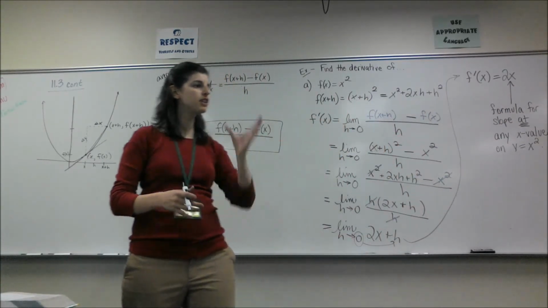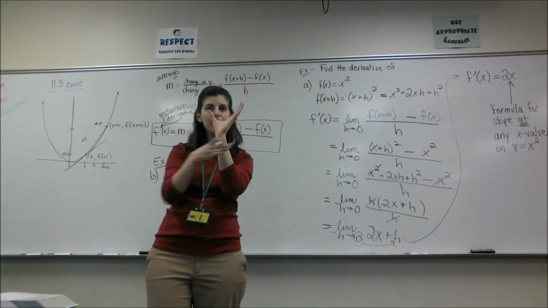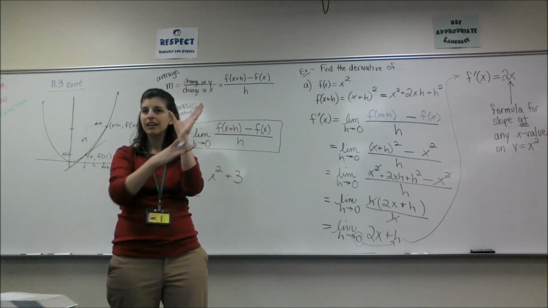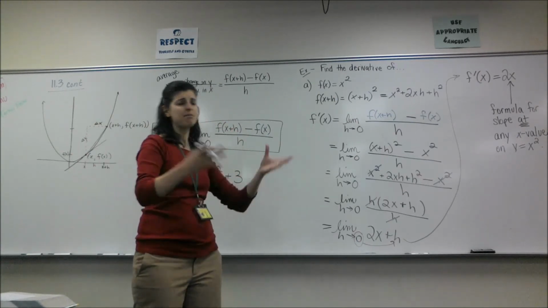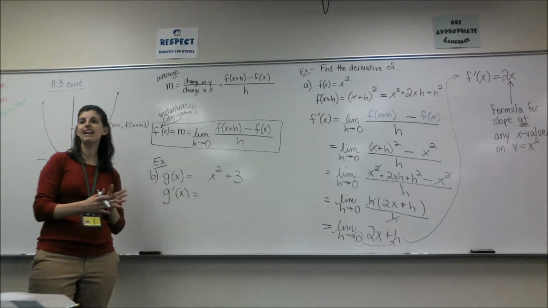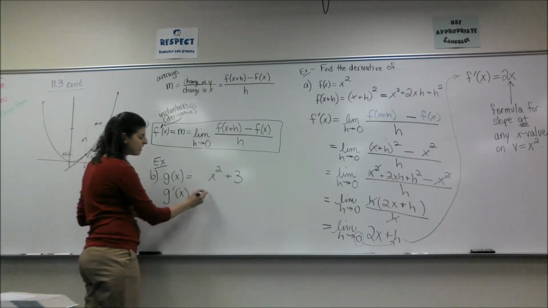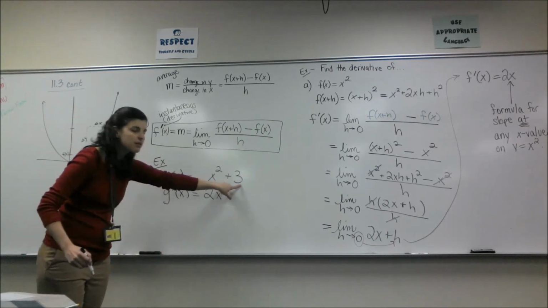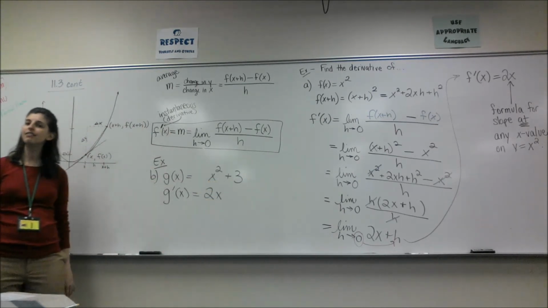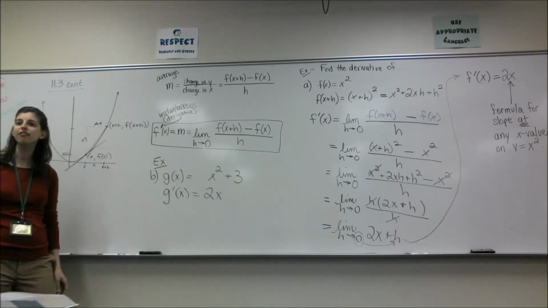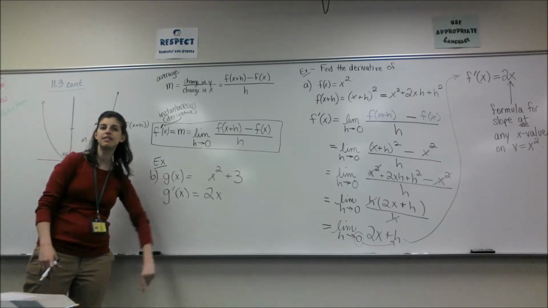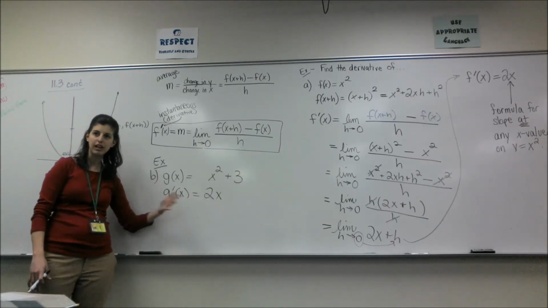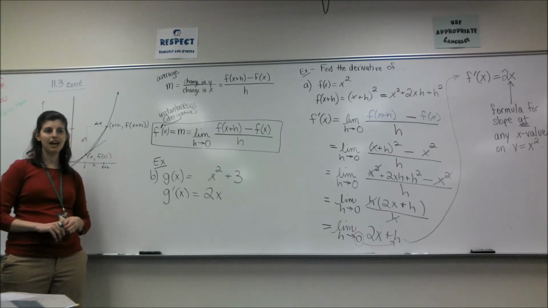All you've done is shifted the graph up 3. Did that change the slope of your line at any point? It changed the location of your line, but who cares? The slope of the line hasn't changed. So the derivative of x squared plus 3 is still going to be 2x. So adding and subtracting a number outside of the square doesn't change your derivative. And that is one of the rules of differentiation, but you just understood it. So you don't have to memorize that.